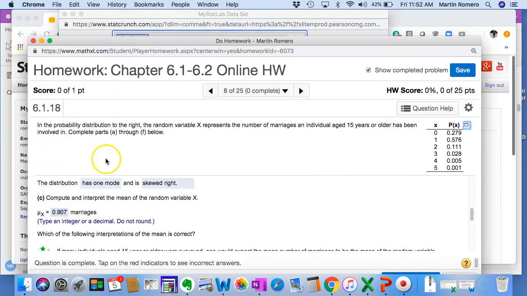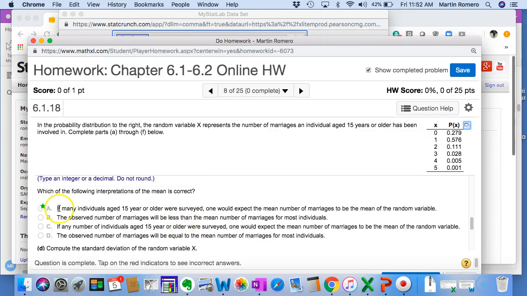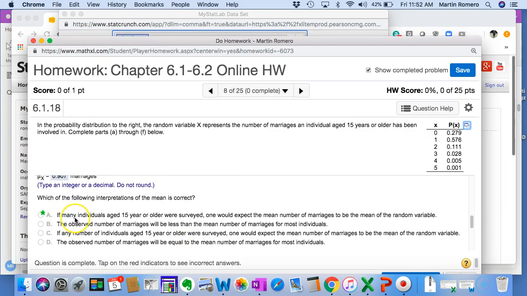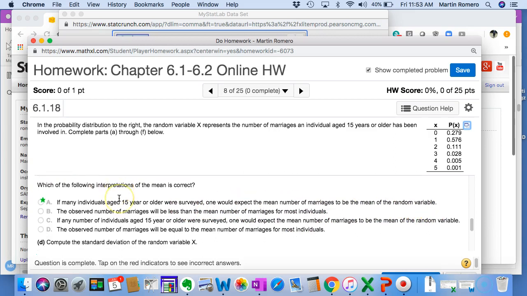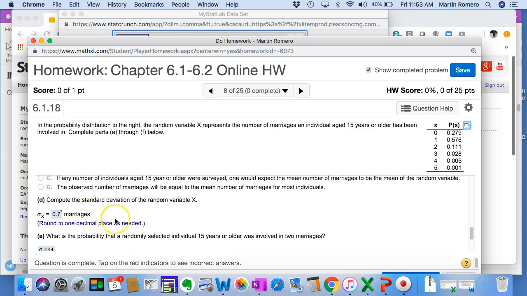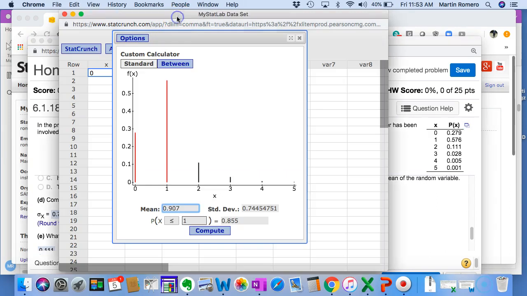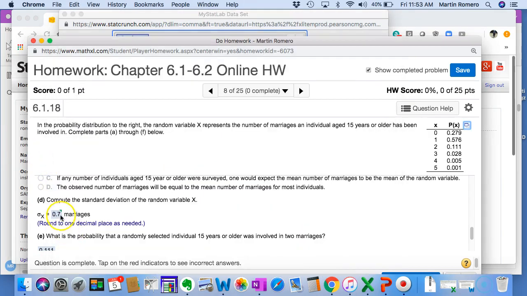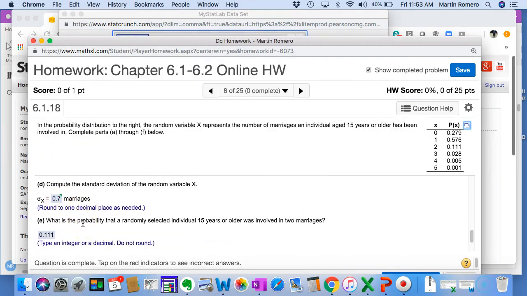And then the next question, again, is the interpretation of it. If many individuals were surveyed, one would expect the mean number of marriages to be the mean of the random variable, which is 0.907. The standard deviation is computed here. You can see I get 0.744 or 0.745, or 0.7 if we go to 1 decimal place.